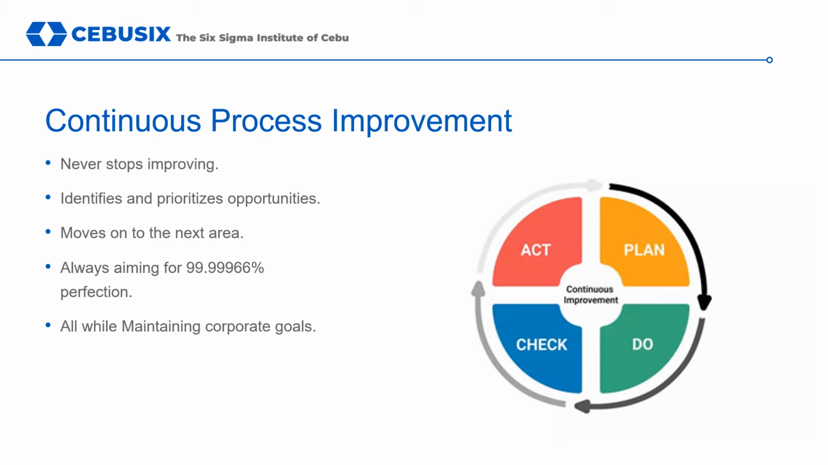If a process is improved from 4 sigma to 4.4 sigma, the organization considers ways to move that sigma level up even further. The goal is to move even closer to that perfect level of 99.99966% accuracy for all processes within an organization, while at the same time maintaining other goals and requirements of the organization, such as financial stability.